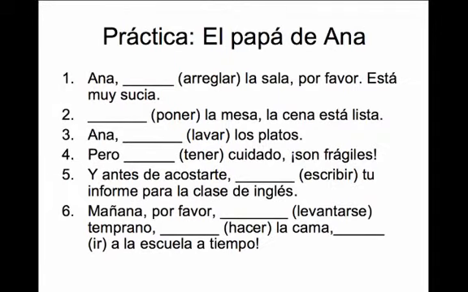Let's do a little bit of practice. Go ahead and pause the screencast and write down your answers, and then we'll go over them and check to see if you got them right, and go back on your notes and follow the rules.